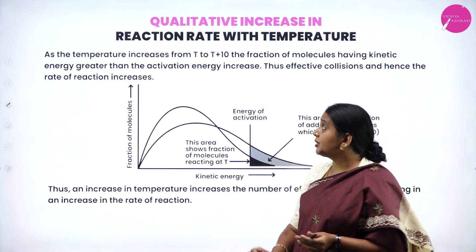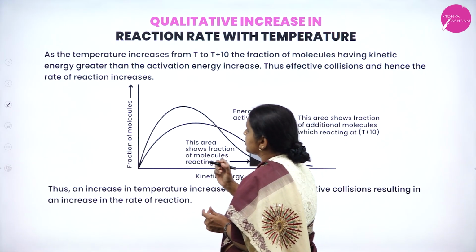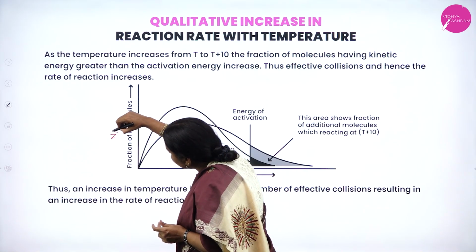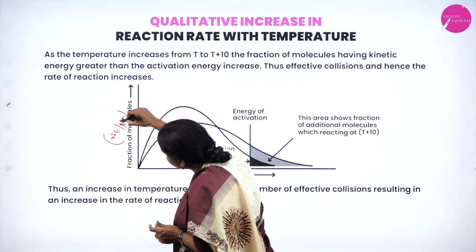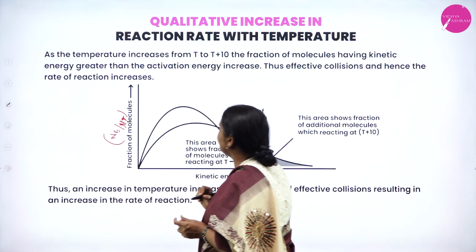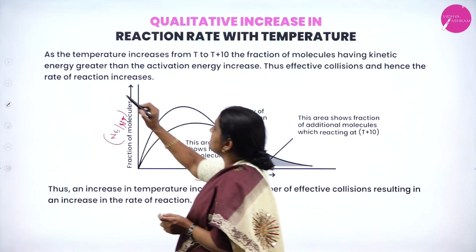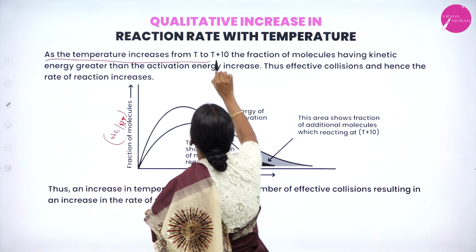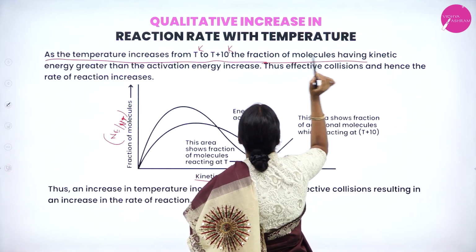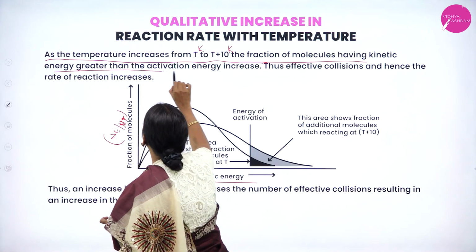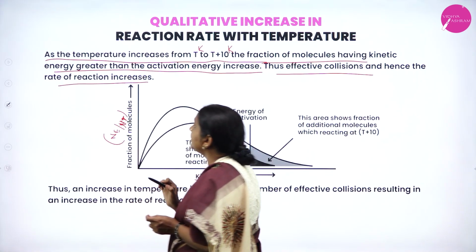Okay. Now, to explain the effect of temperature on the rate of reaction, I am going to use this graph. Fraction of molecules means Ne by NT. Along the y-axis, I am going to take Ne by NT. Along the x-axis, I am going to take kinetic energy. As the temperature increases from T Kelvin to T plus 10 Kelvin, the fraction of molecules having kinetic energy greater than activation energy increases, thus effective collisions increase, and hence the rate of reaction increases.